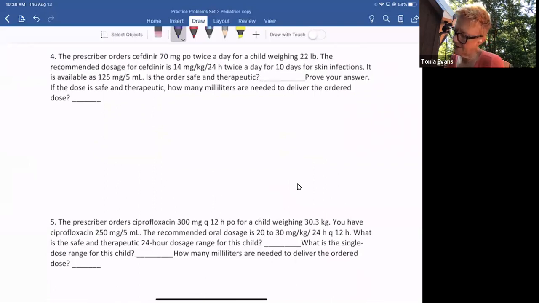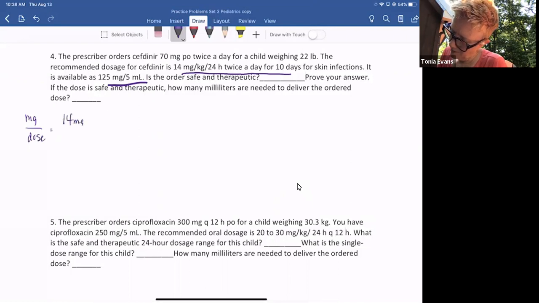Okay, we've got an order for Ceftonir 70 PO BID. There's our recommended dose. Here's what we have available. Is our order safe and therapeutic? All right, so how many milligrams per dose is safe and therapeutic? Well, it's 14 milligrams per kilogram per day.